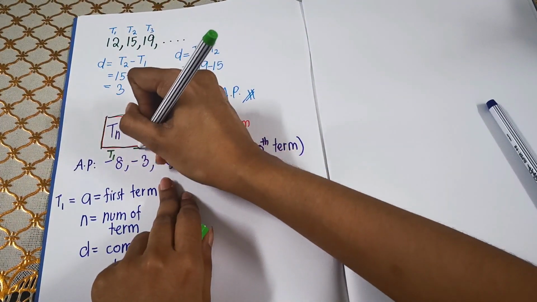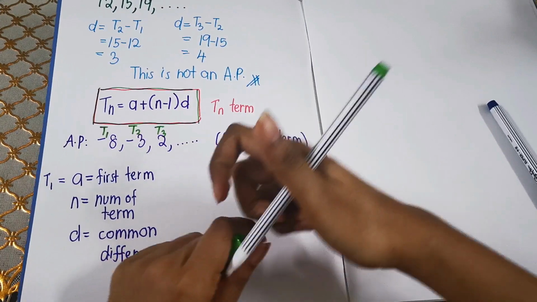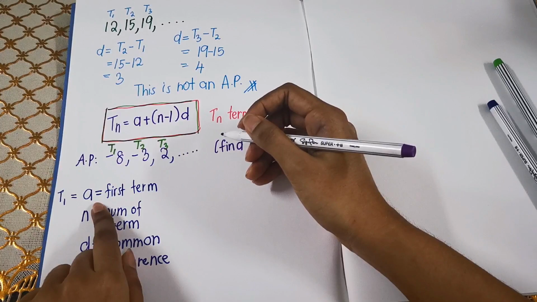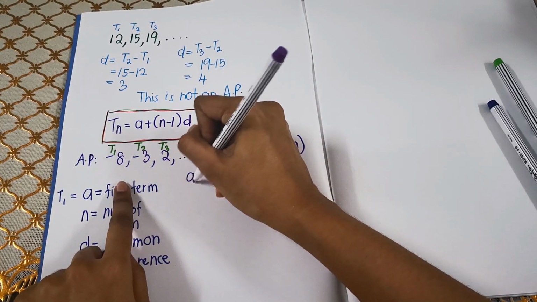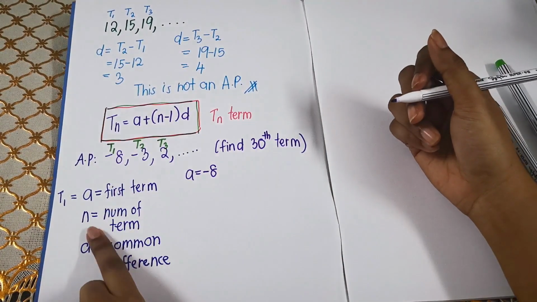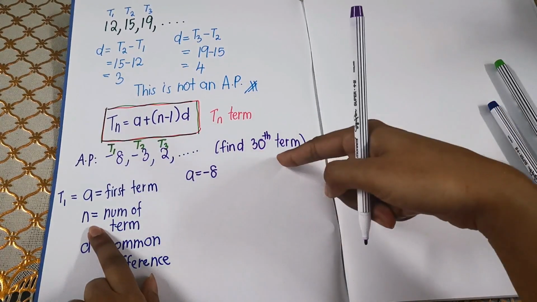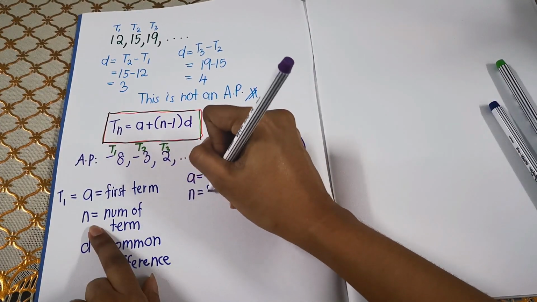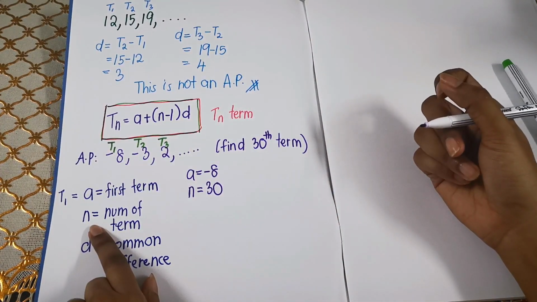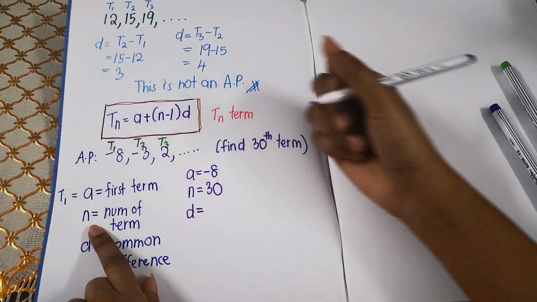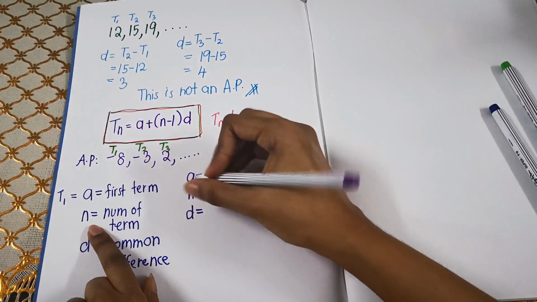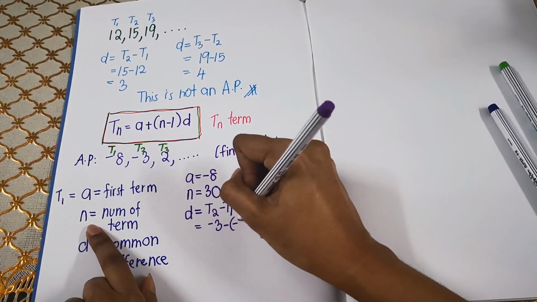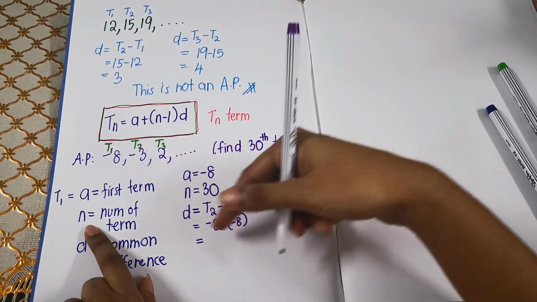Now let's see this progression: T1, T2, T3. Do we have A, the first term? Yes, A is -8. Do we have N? Yes, because we want to find the 30th term, so N is 30. Do we have D, the common difference? Yes. Find the difference: T2 minus T1, which is -3 minus -8, so we get 5.